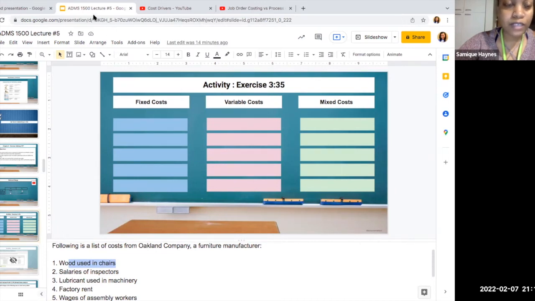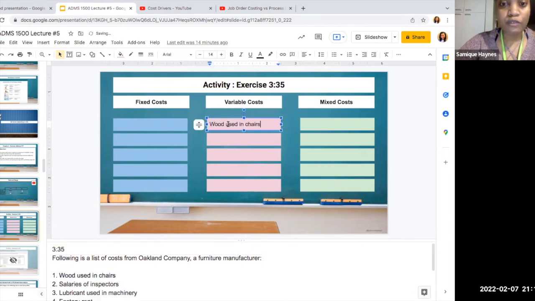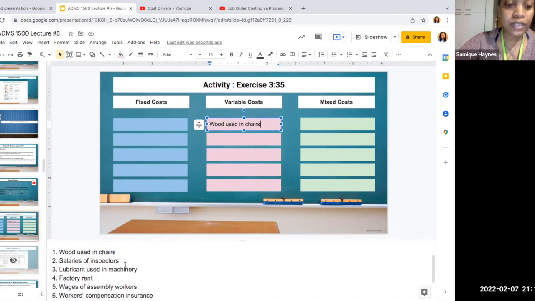Some people think it's fixed. The reason why it's going to be a variable cost is because it's a direct material cost. The more wood that you use, the higher the cost is going to be. So a cost that changes with the number of units is considered a variable cost. If we increase the number of units that we produce and that cost goes up, then it's variable. If we increase the number of units that we produce and that cost stays the same, then it's fixed. Salaries of inspectors.